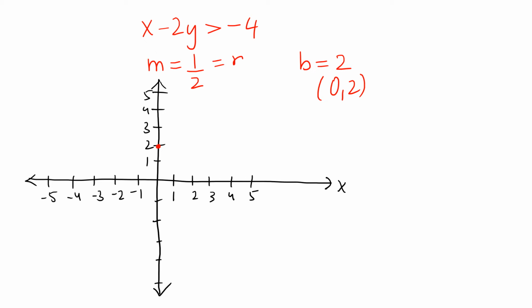Now slope is rise over run. So you rise by 1 and you run by 2 units. So this is the point. That means the next point is 2, 3. This point was 0, 2. Now you join the points and you are going to join them with a broken line since the inequality is strict. So this is how the graph is going to move around.